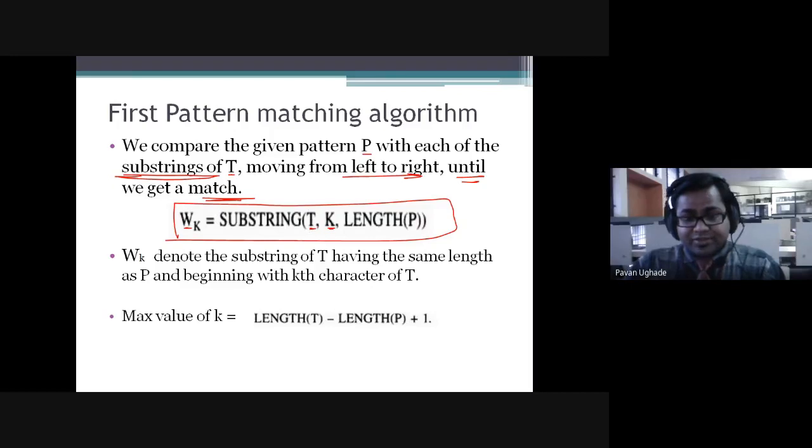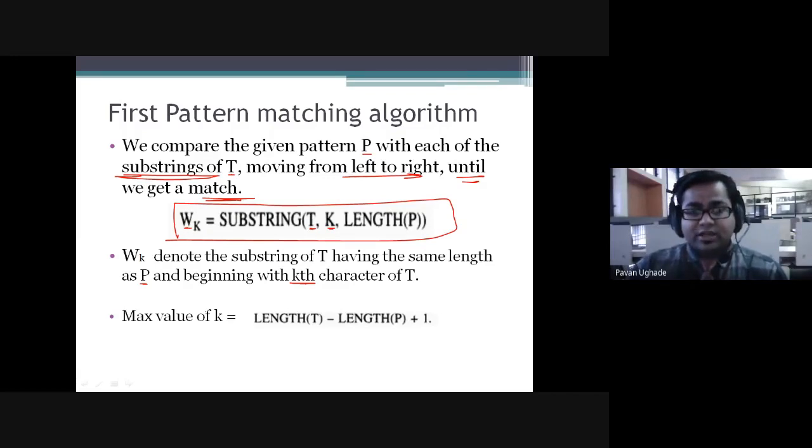In the same fashion, I'm explaining this W of K substring. This is the basic string on which you are going to process. This is the starting position, that's what W of K says. Then the length of P, that is the pattern, how much length is needed. So starting from this K, that much is the length of the pattern. So W of K denotes the substring of T having the same length as P and beginning with the Kth character. Now the important thing is the maximum value of K: how many substrings can be possible from that T with length of P?